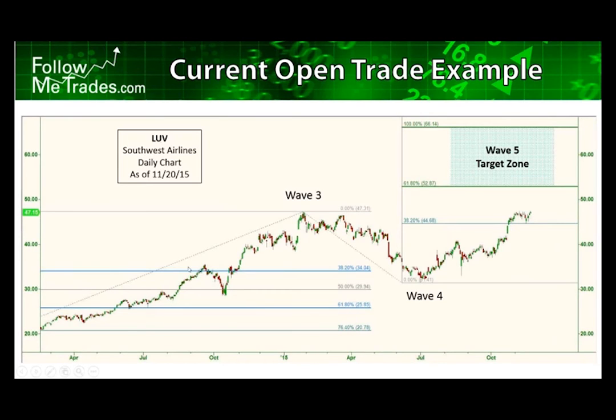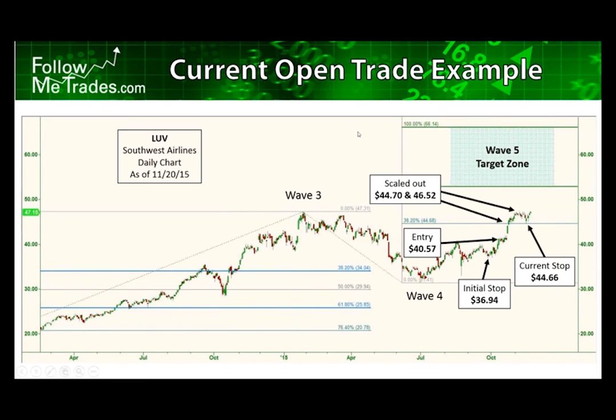This was just such a clear trade, just like I showed you with the setup before, my criteria, right? Got a really nice wave 3, perfect retracement of wave 4 down into the Fibonacci retracement zone. Got a nice target up here in wave 5. This one just doesn't get much better, right? We got our entry here at 40.57. We had an initial stop set at 36.94. We've moved our stop now up to 44.66, and we've scaled out twice already.